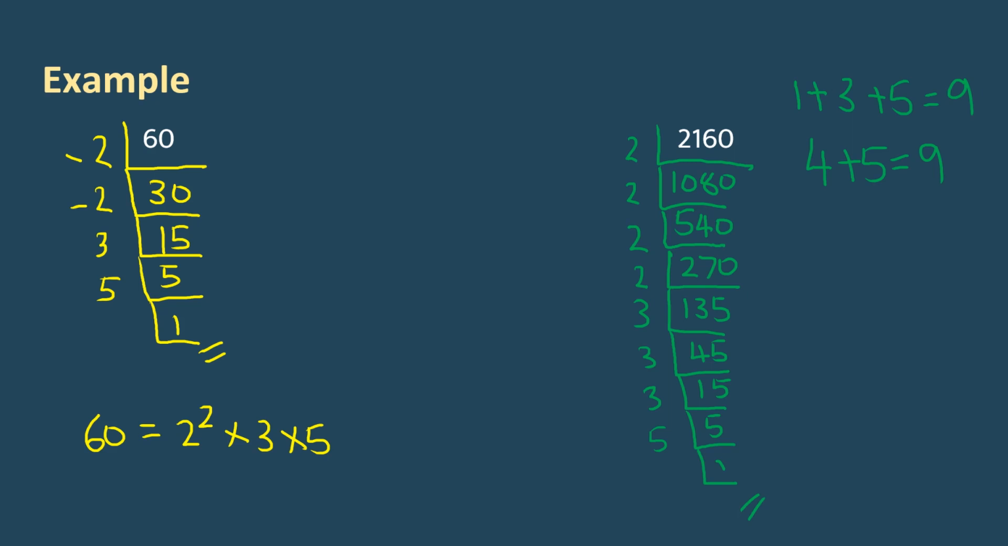So therefore, 2160 equals 2 to the power of 1, 2, 3, 4, to the power of 4, times 3 to the power of 1, 2, 3, 3 times 5. 5 to the power of what? Just 1. So just leave it as 5. So 2160 equals 2 to the power of 4 times 3 cubed times 5. So that is how you find the prime factorization of 60 and 2160.